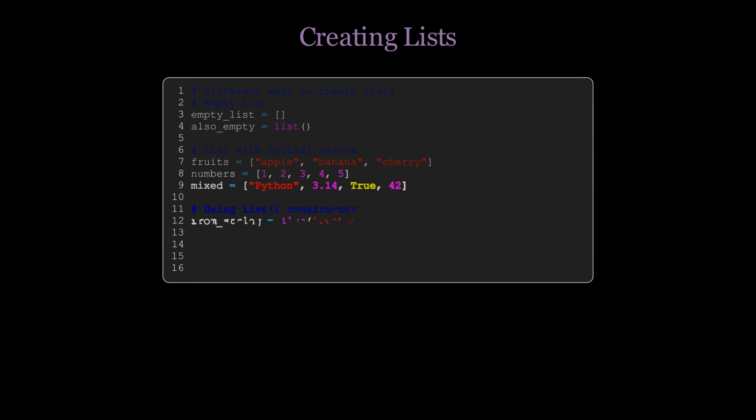There are several ways to create lists in Python. Let's explore the most common methods. We can create empty lists using square brackets or the list constructor. Lists with initial values use comma-separated items in brackets. The list constructor can convert other iterables like strings or ranges. List comprehensions provide a powerful way to create lists programmatically.